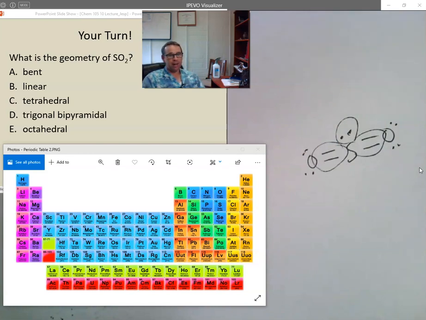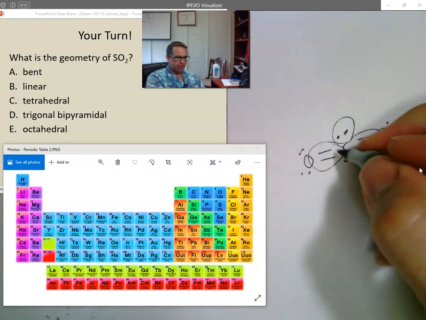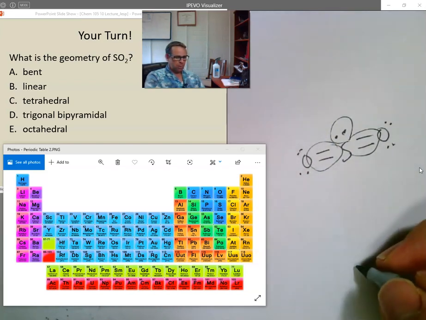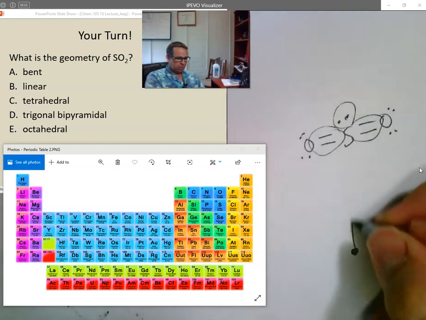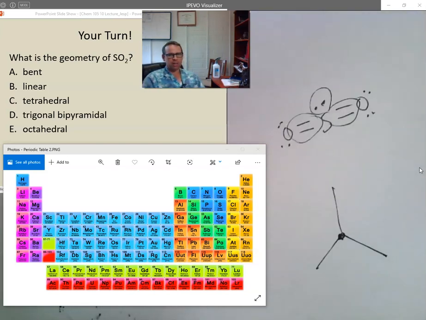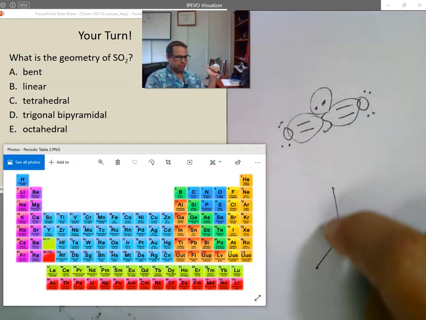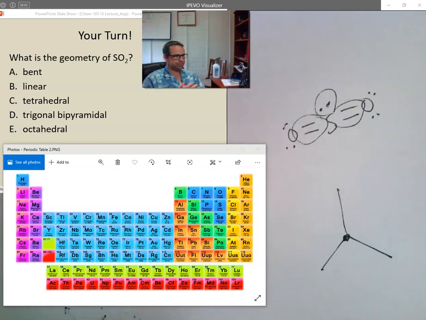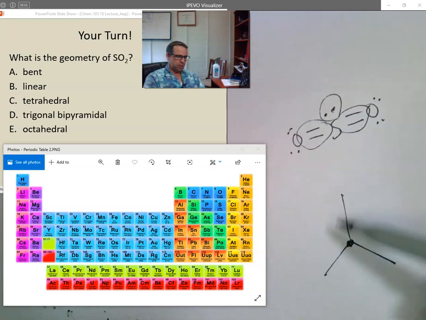Okay, very good. Now, in terms of the shape of the regions of electron density, what do we call a central atom with 3 regions of electron density? Chloe's turn. Central atom, 3 regions. What would that shape be called? Trigonal planar. Trigonal planar. That's right. It's all in the same plane, forms a little triangle.